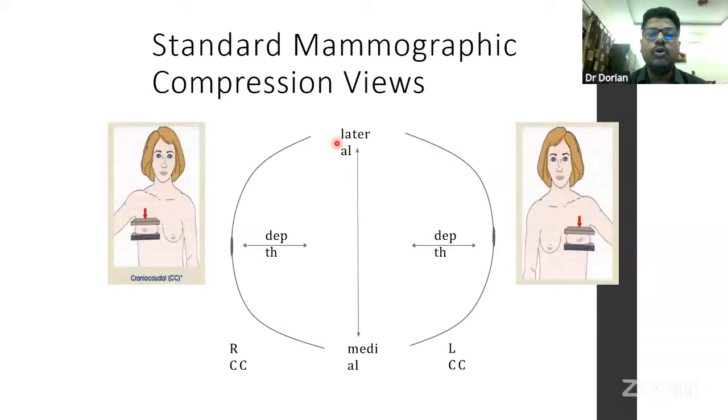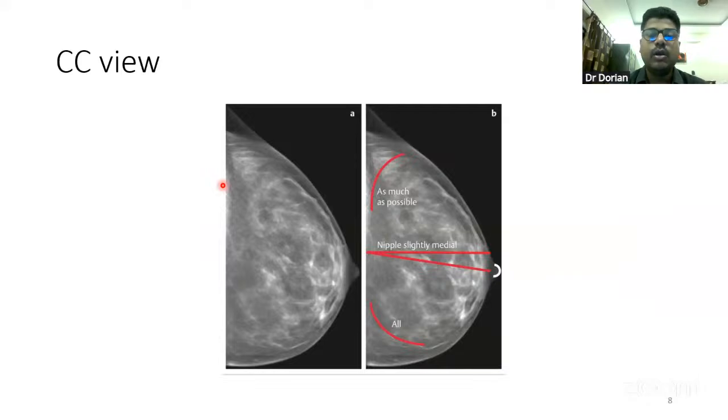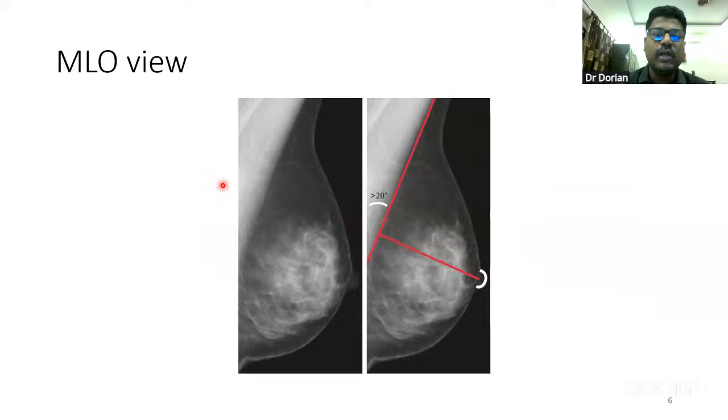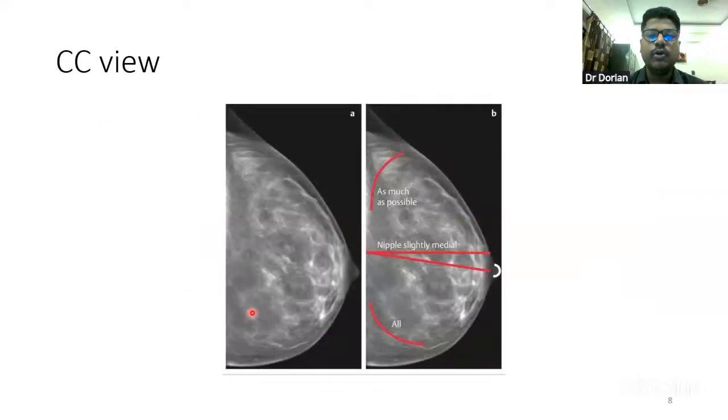This is the craniocaudal view. Again, the name implies the X-ray is projected from above and the plate is kept below. So the craniocaudal mammogram will be like this. How to differentiate? The mediolateral oblique view will always have the pectoralis major on the side of the film, the posterior aspect, whereas the craniocaudal view will not have the pectoralis major at all.